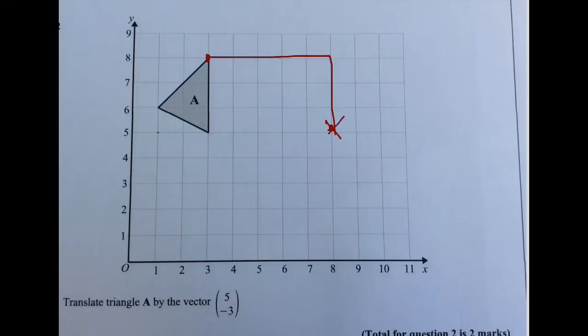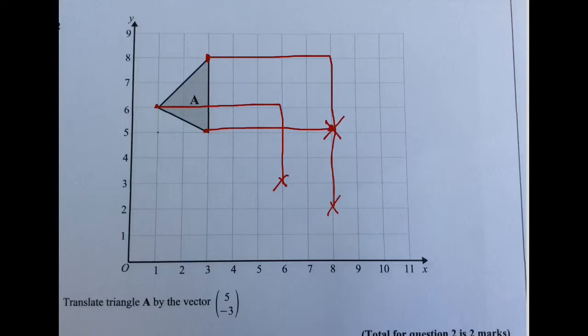Better than a blob, let's put a cross. Let's choose another point. I'm going to choose this one now. 5. 1, 2, 3, 4, 5. Down 3. 1, 2, 3. Put a cross. So that's another point. And the third point here. 1, 2, 3, 4, 5, down 3. 1, 2, 3.